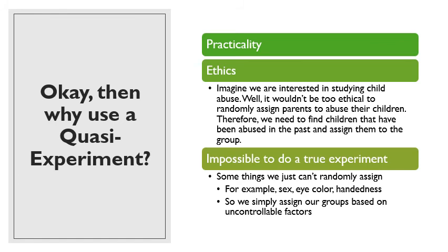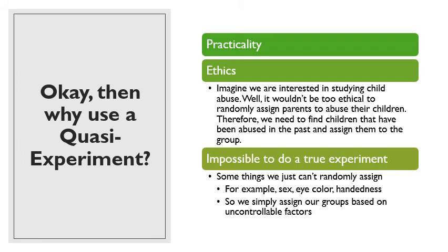You might really be asking yourself, why would we ever really even use a quasi-experiment as compared to an experimental study? And the truth and reality of it is because it's practical. And there are often times when we can't even do a true experiment. For example, we can't just randomly assign things. For example, things like sex, eye color, handedness, we can't randomly assign those. Those are attributes that people already have. Whereas conditions and so forth, we can randomly assign individuals to. So because of that, we simply assign our groups based on these uncontrollable factors.